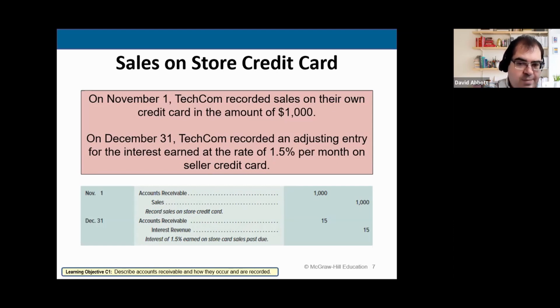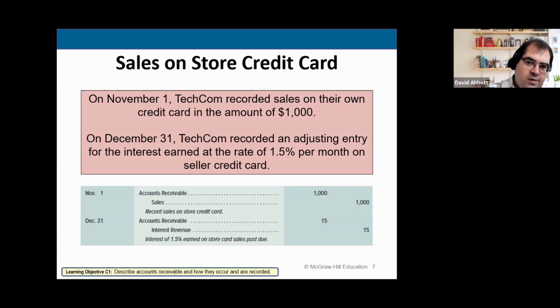And so if it's the company's own credit card, this is how we would record it. The entries are the same as those described for TechCom we looked at earlier, except for the added interest revenue, because in this case we are charging interest. Okay, so we see here that on November 1st, TechCom recorded a sale on their own credit card in the amount of $1,000. So we see accounts receivable 1,000, and then sales credit for 1,000.